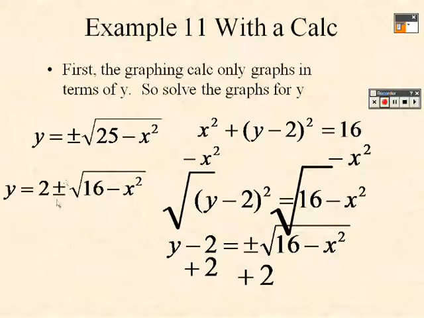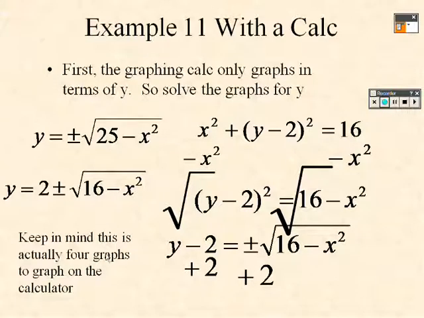So here are my actual 4 graphs, which means I'm going to graph the square root of 25 minus x squared, negative square root of 25 minus x squared. I'm going to graph 2 plus the square root of 16 minus x squared, and 2 minus the square root of 16 minus x squared. Those are my graphs. Keep in mind, this is actually 4 graphs to graph on the calculator.